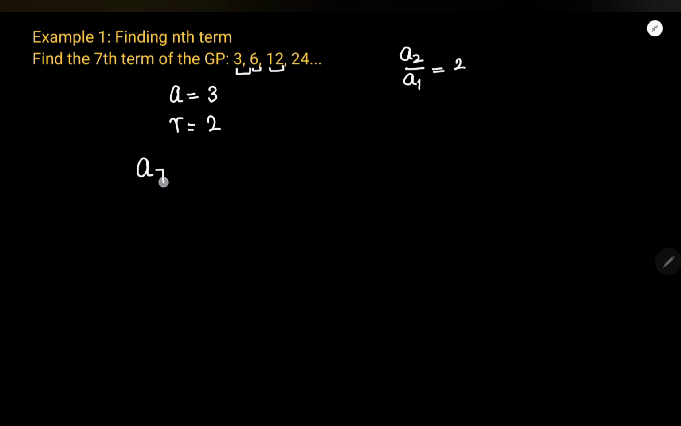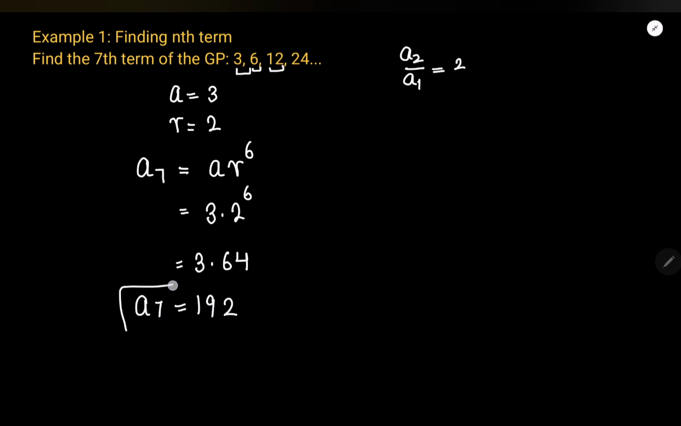And what is the 7th term then? The 7th term is A R raised to power 6, because the nth term is, or you can say G7 or A7, that doesn't matter. So here we have A is 3 times 2 raised to power 6. What is 2 raised to power 6? 64. Then 3 4s are 12, 3 6s are 18, and 1 carried is 19. So the 7th term of this GP is 192. You can write G7 or A7.